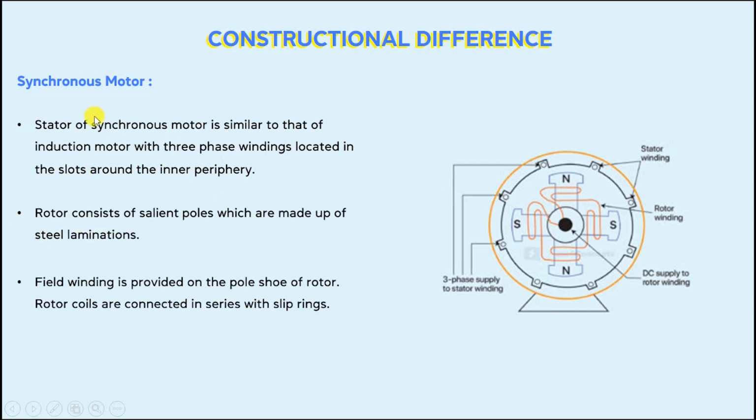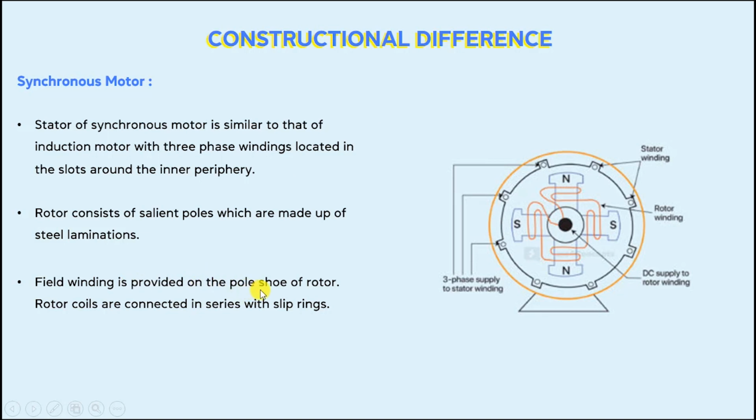The rotor of a synchronous motor consists of salient poles which are made up of steel laminations. This is the rotor, and you can see the rotor consists of salient poles. These are the north-south salient poles which are made up of steel laminations in order to reduce losses.